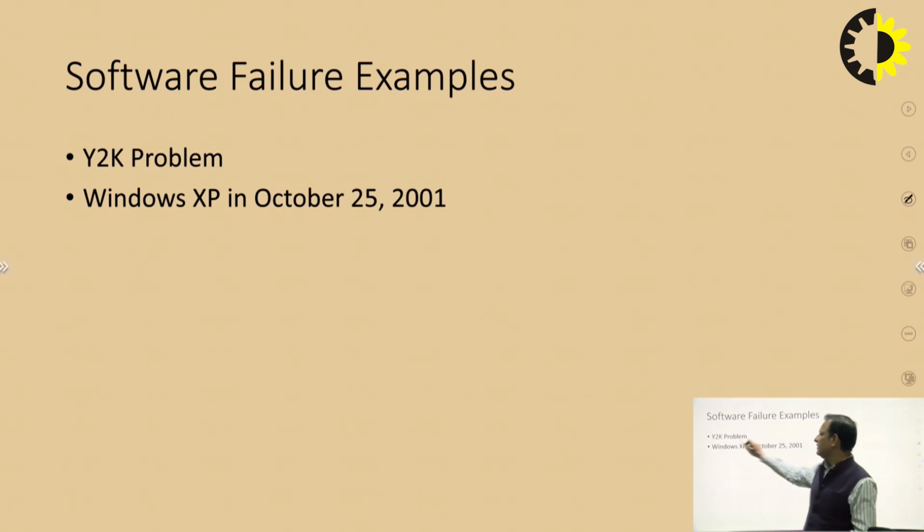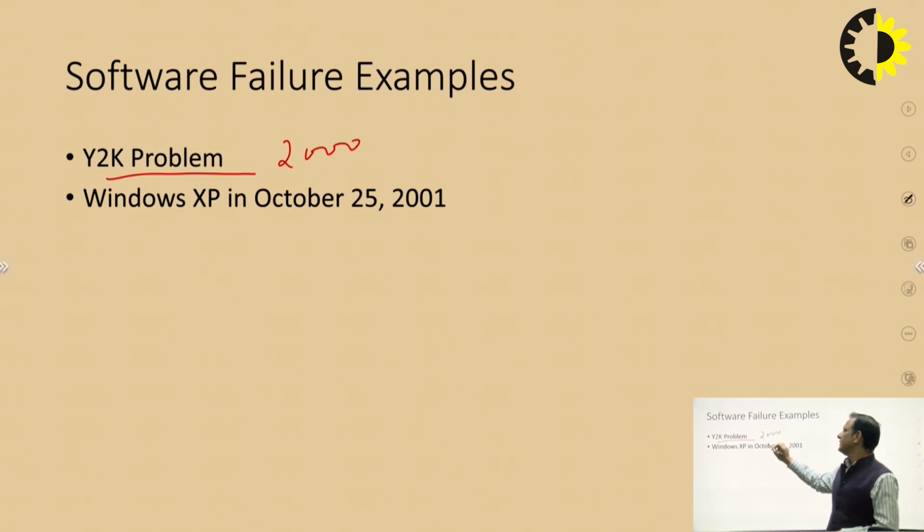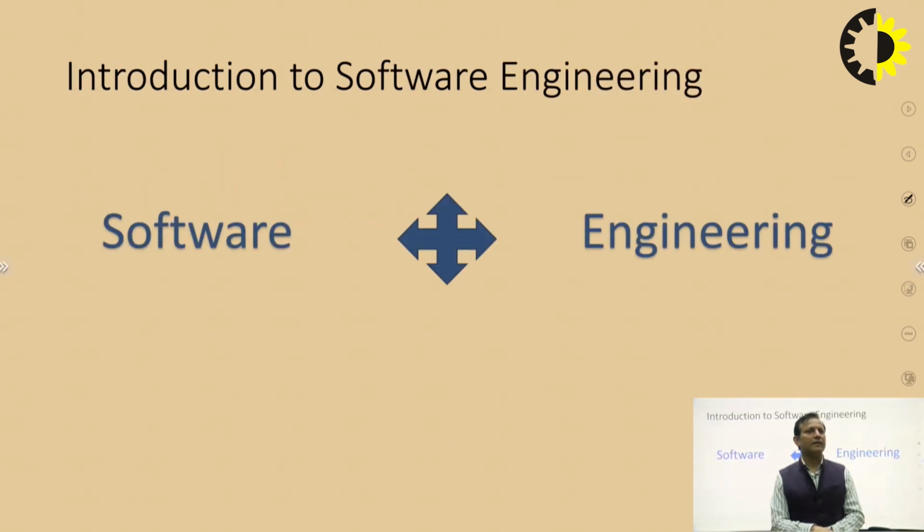Failure का example, as we had the Y2K problem, it is generally known as the 2000 problem. Windows XP, October 25, 2001, the problem came in at that time. So, what is software engineering?